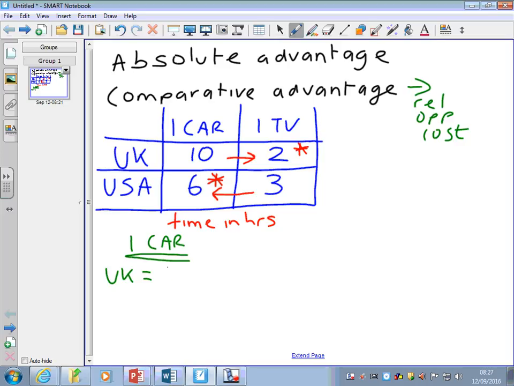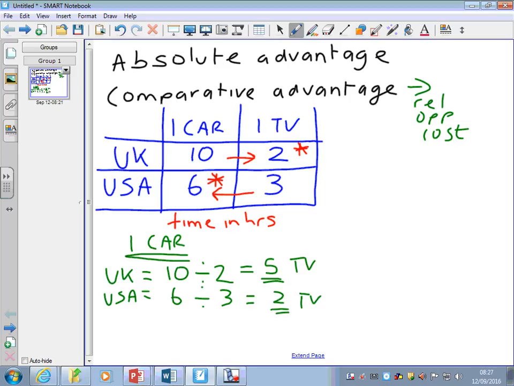So if I was to do 10 hours divided by the 2 hours to make a TV, what it shows me is that in the UK, for every car that we make, the opportunity cost would be 5 TVs lost. In the USA, 6 hours to make a car divided by the 3 hours to make a TV, and it's 2 TVs. Okay, so when we look at this, then the UK loses the most by making cars.